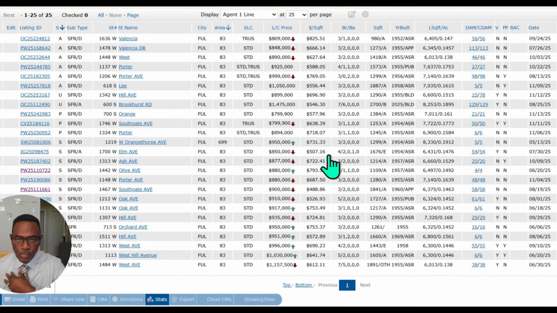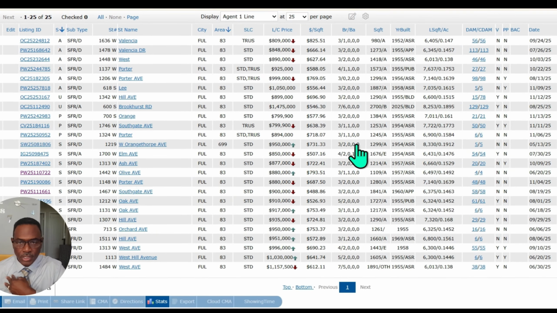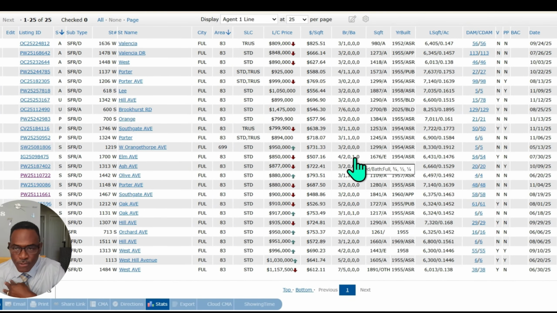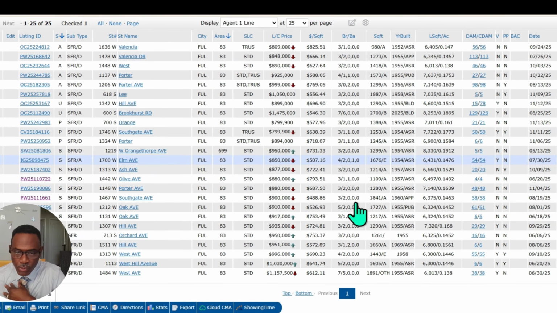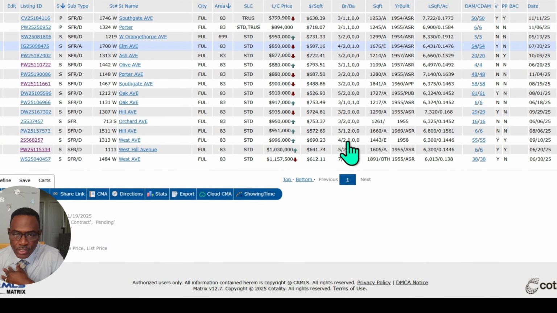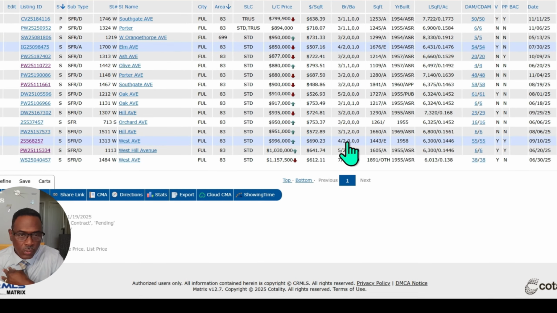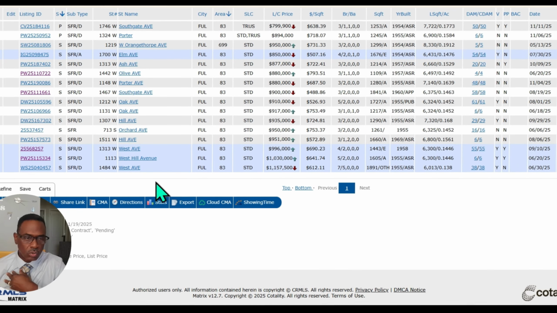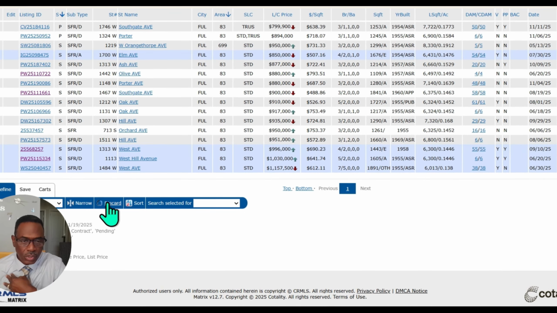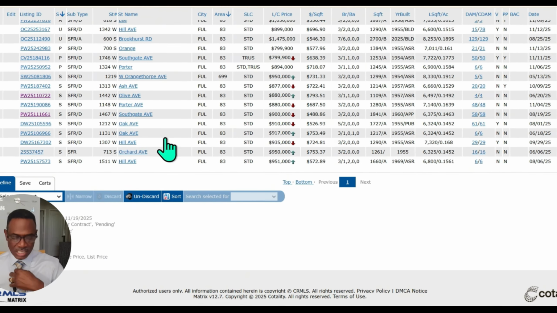So we're looking for a 3-bedroom, 3-bath. Under the sold properties, here's a 3-bedroom. Here's a 4-bedroom. We don't need a 4-bedroom because we're looking for comps for a 3-bedroom. In that neighborhood, there's another 4-bedroom that sold, so we're going to get rid of that. Here's a 5-bedroom. Here's a 7-bedroom. So what we're going to do is get rid of those properties.